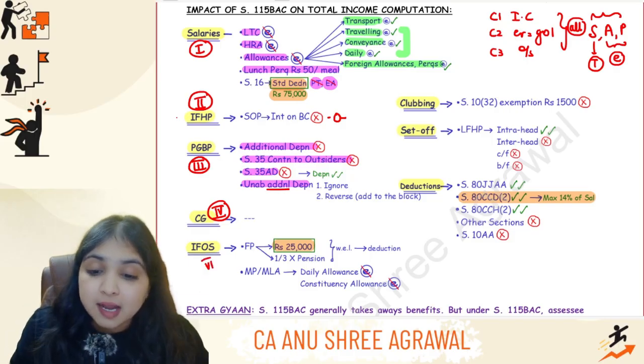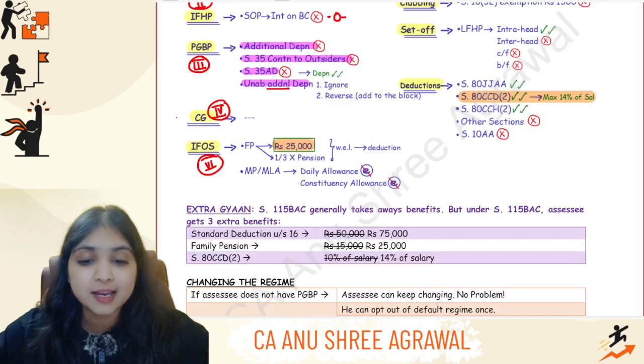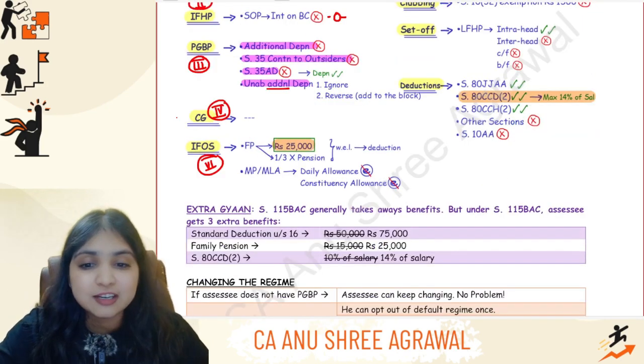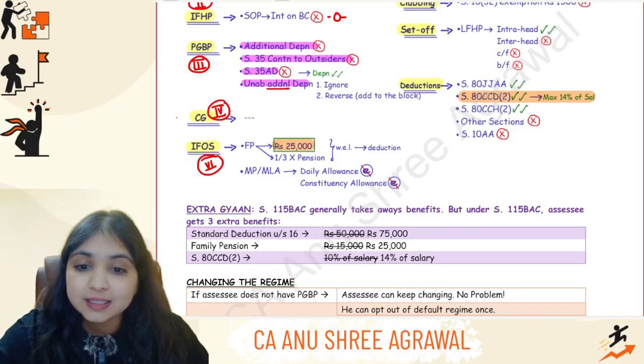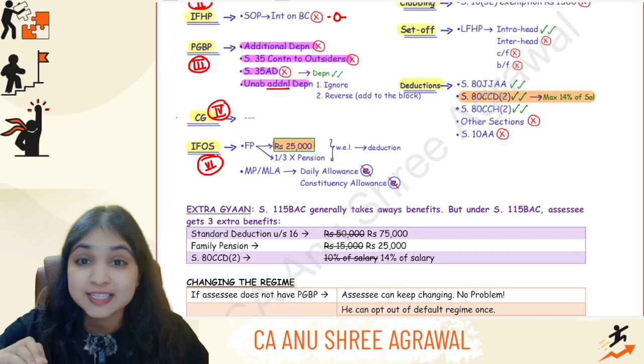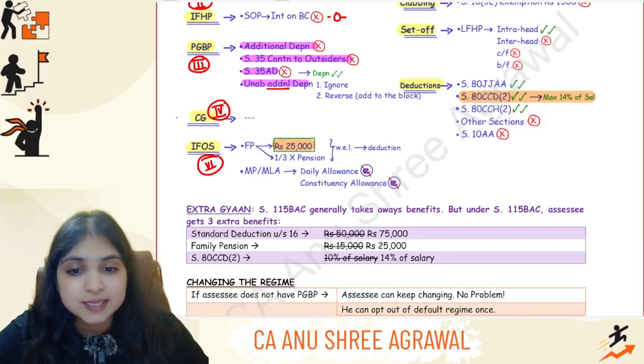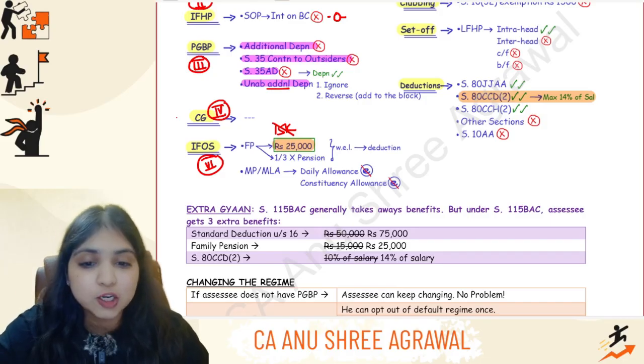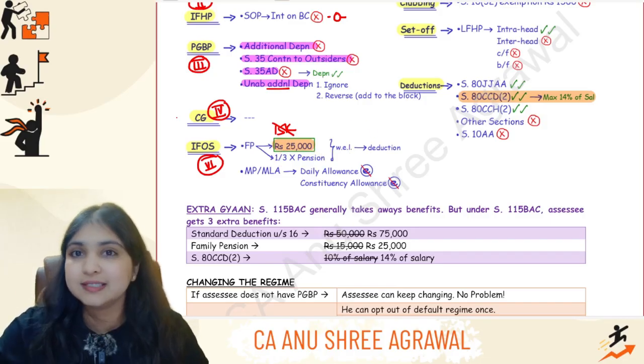Okay. Then comes your IFOS head. Under IFOS head, 2 points, guys. Number 1, family pension. Family pension, generally how much deduction do you get? 15,000 or 1/3 of the pension received, whichever is lesser, that is the deduction that you get generally. But under 115BAC, instead of 15,000, 25,000 will be the limit. So under 115BAC, family pension 25,000 or 1/3 of the pension received, whichever is lesser, will be the deduction.